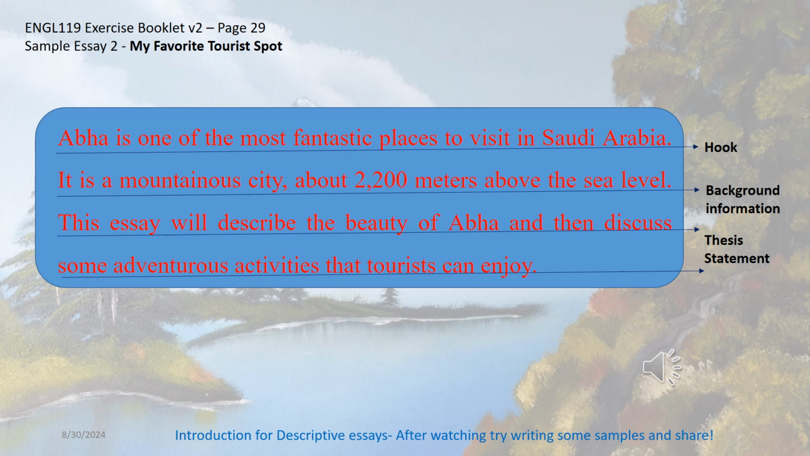The background sentence adds some information to the opening sentence. It adds details to what you have said before. And finally comes the thesis statement. It clearly gives a hint that you're going to write 2 body paragraphs, one describing the beauty and the second the various activities that one can enjoy over there.